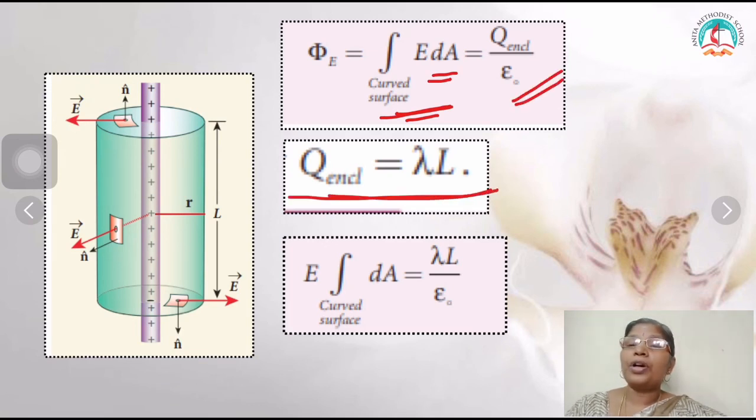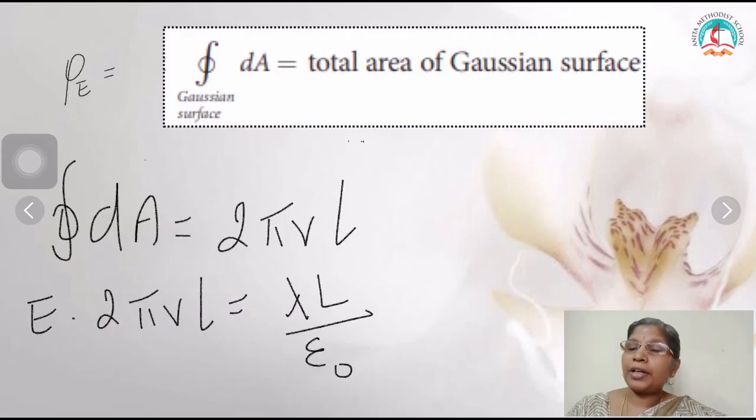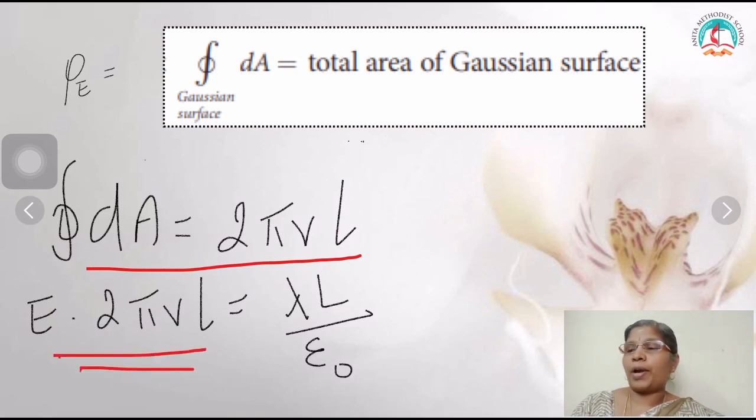What is the value of Q? Q is equal to lambda into L. So substitute the value here. E is constant, so only the integration with respect to the area remains. So E into the area is equal to lambda L divided by epsilon 0. Now which one are you calculating? You want the value of E. The curved surface area of the cylinder is 2 pi r L. So E into 2 pi r L is equal to lambda L divided by epsilon 0. Whatever is common cancels: the L cancels.